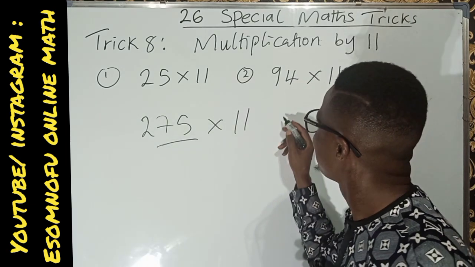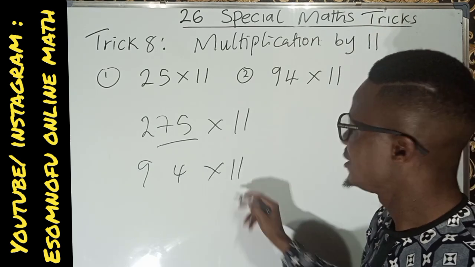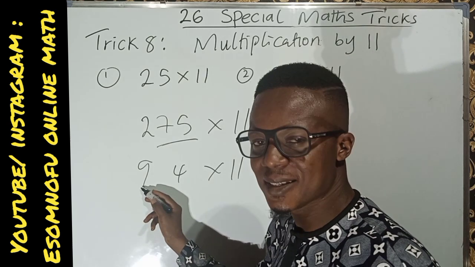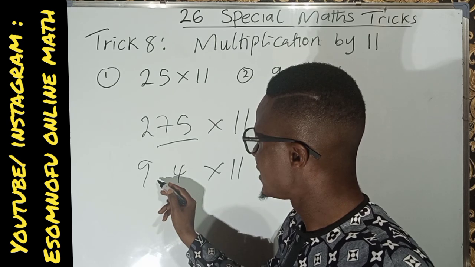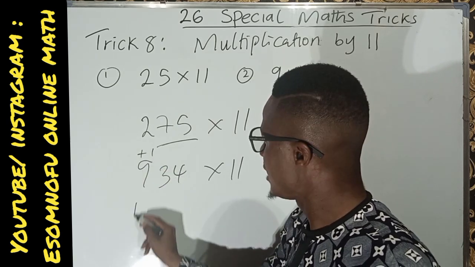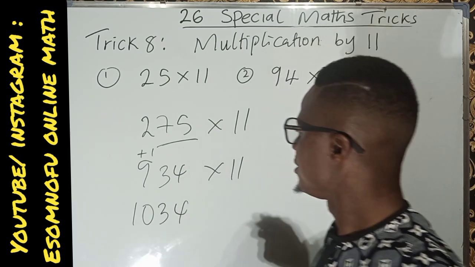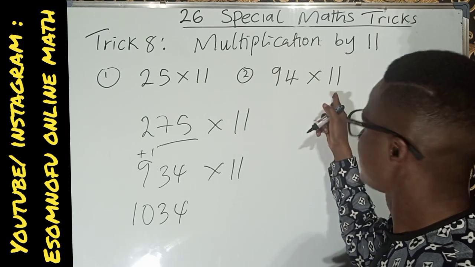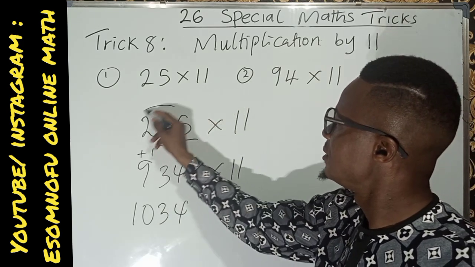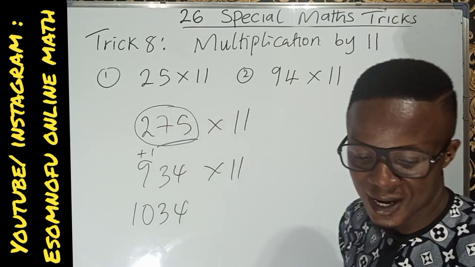So here, where you have 94 multiplied by 11, don't touch 11, don't stress yourself. Just say 4 plus 9 is 13. But you don't just write 13, you write 3 and carry 1. Add that 1 to 9, 9 turns to 10. Remember, you have 3, 4 here. Therefore, 94 times 11 is 1034, and 25 times 11 is 275. Let's go to trick number 9.